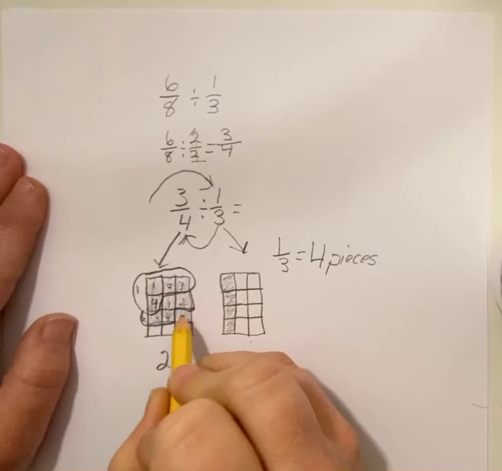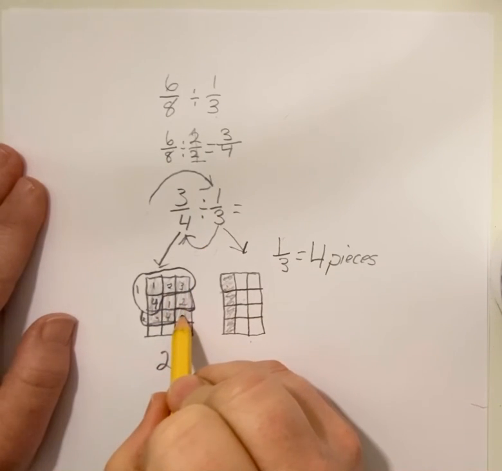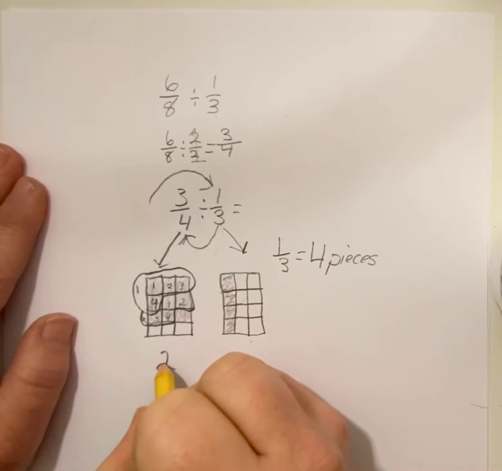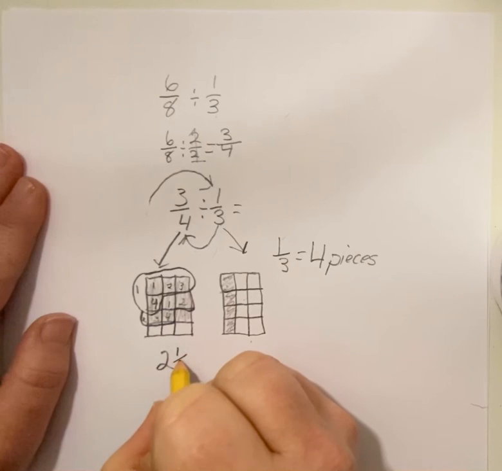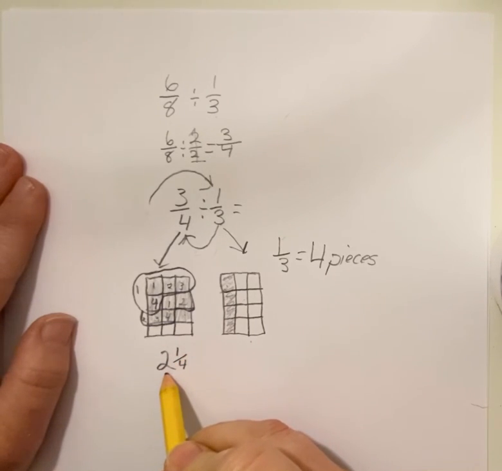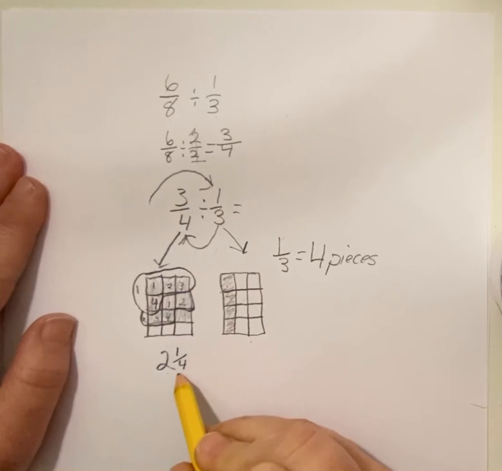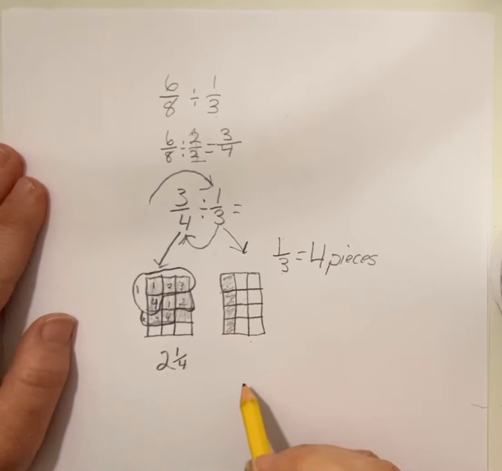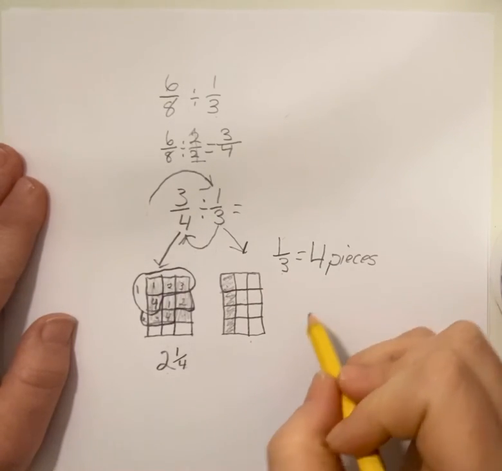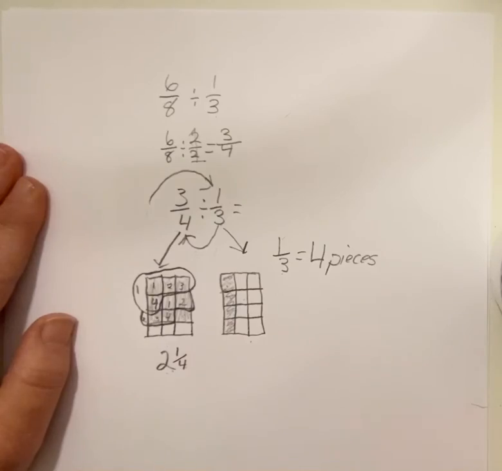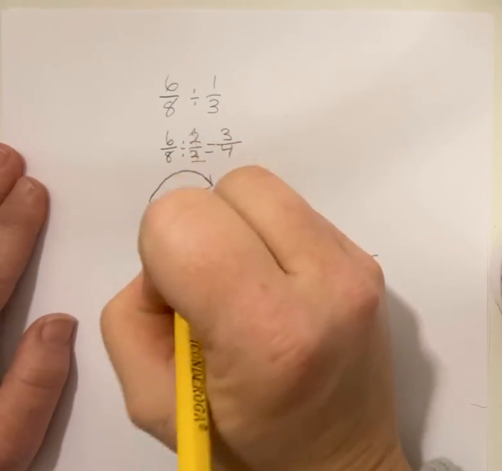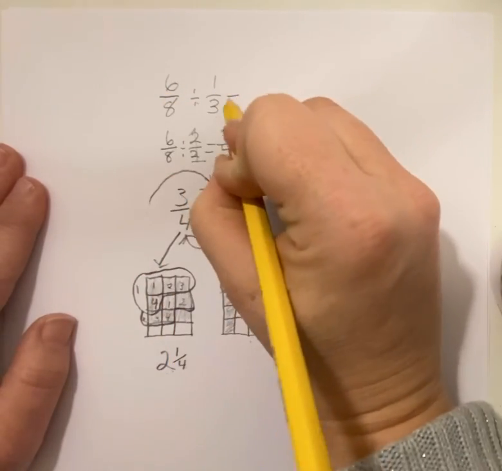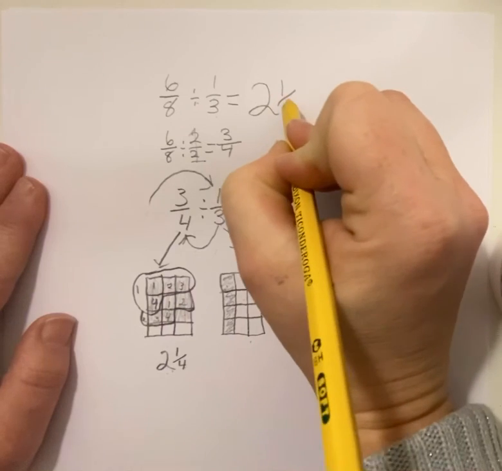Now remember that it's how many groups of 1/3. So I have 1 out of the 4 pieces it would take to make 1/3. So my answer is actually 2 and 1/4, because I have 2 whole groups of 1/3 in 3/4, and I have 1/4 of another group of 1/3 in 3/4. Okay, so therefore my answer is 2 and 1/4. And because I made these equivalent, I know that 6/8 divided by 1/3 is 2 and 1/4.